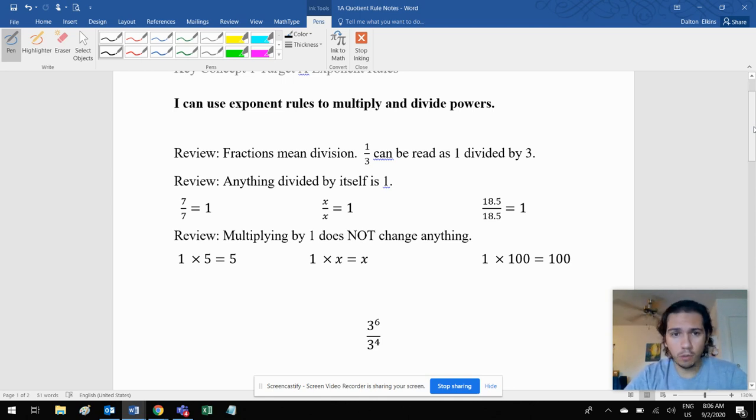Last video, we looked at multiplying different powers, and now we're going to look at dividing, right? Our goal was to multiply and divide powers using exponent rules. So I'm going to review three things. We're going to combine these three things to talk about how we do division.